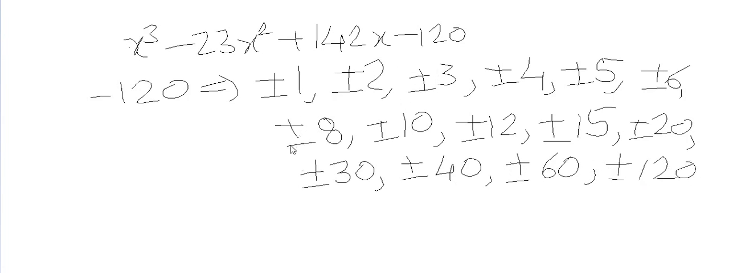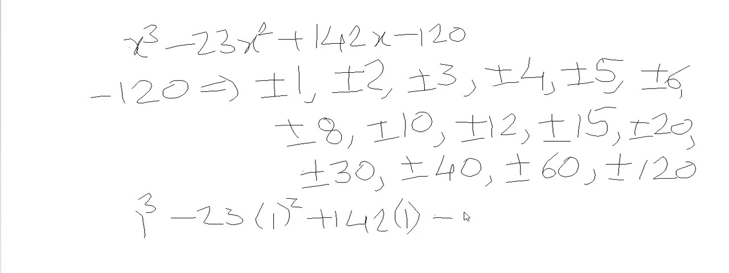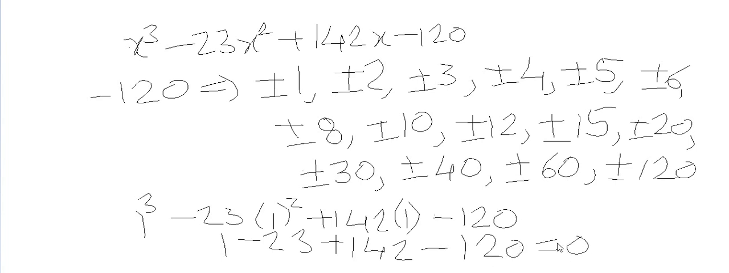Now we have to put these values in this expression and check if we get 0. So we'll put 1 first. Now by putting 1 we get 1 cubed minus 23 times 1 squared plus 142 times 1 minus 120. That is 1 minus 23 plus 142 minus 120, which is equal to 0. If 1 gives 0 in this expression, that means x minus 1 is a factor of this polynomial.